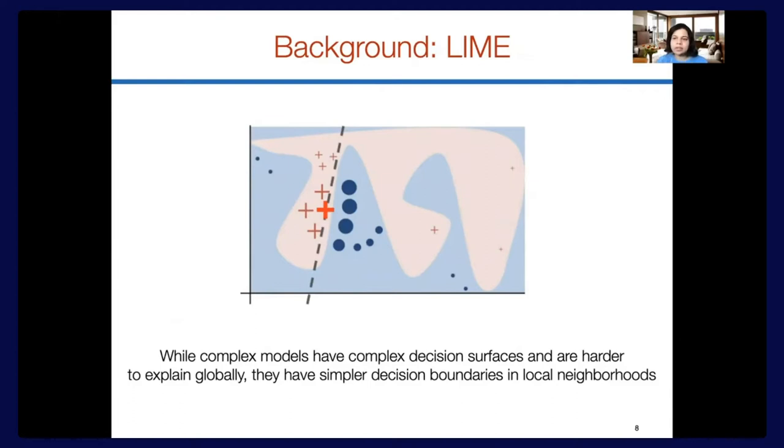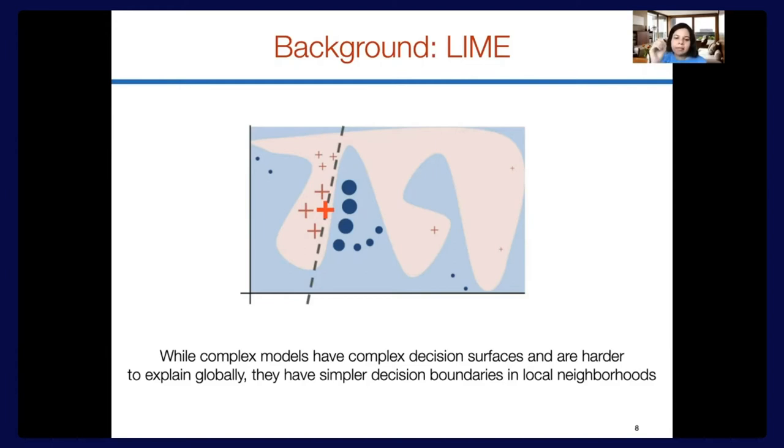The intuition that LIME exploits is that while complex models might have complex decision surfaces and are harder to understand globally, for example, in this picture you see a blue shaded region and then a light pink shaded region. Those could be thought of as the two classes according to the classifier, right? If you see, the decision boundaries are highly nonlinear, so while it might be hard to explain those at a global level, they might appear very nonlinear. If you zoom into little pockets of this complex decision surface, these models will start behaving linearly. So that is the intuition that these approaches are capturing.